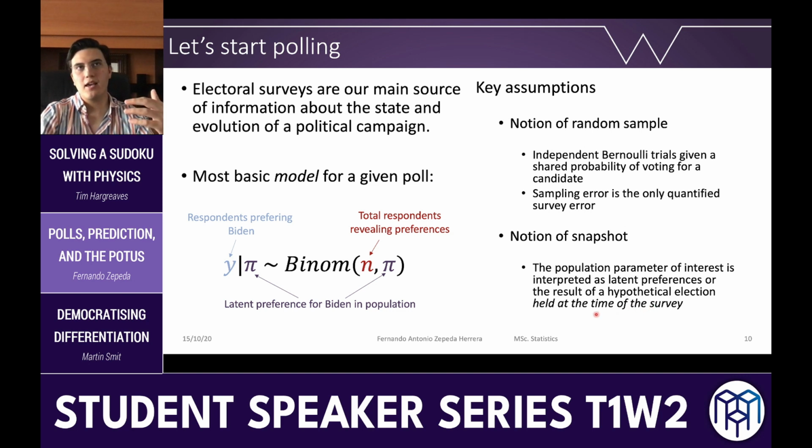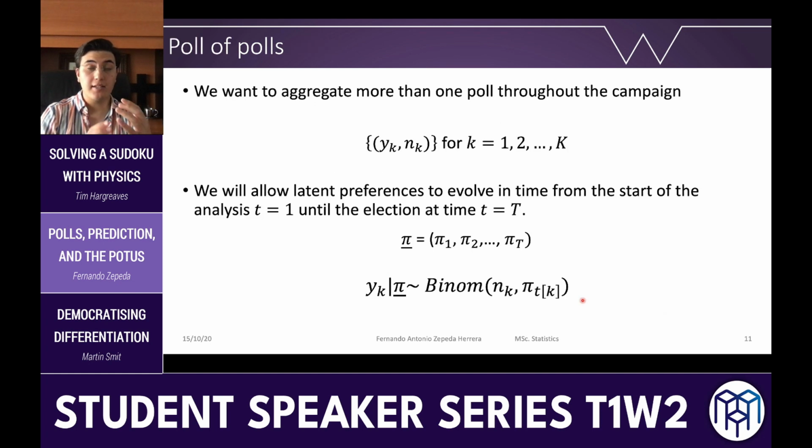It's not a forecast per se on what's going to happen the day of the election, but what the preferences were when the survey was conducted. And given this, what we would like to do is not only take one poll, but aggregate more than one throughout the campaign. So let's do a poll of polls, right? We will have K polls during the campaign, and that will allow us to model latent preferences as evolving in time from the start of our analysis towards the end of the campaign and election day.